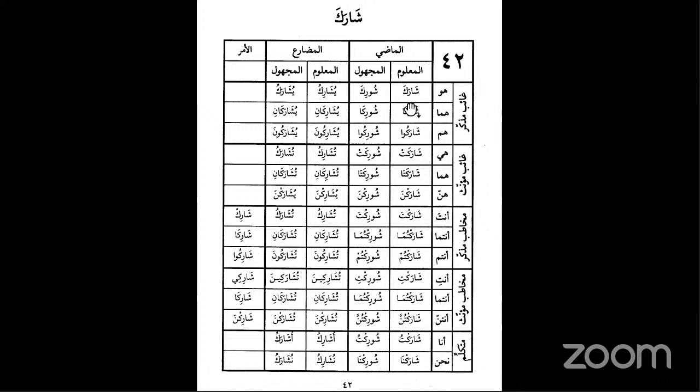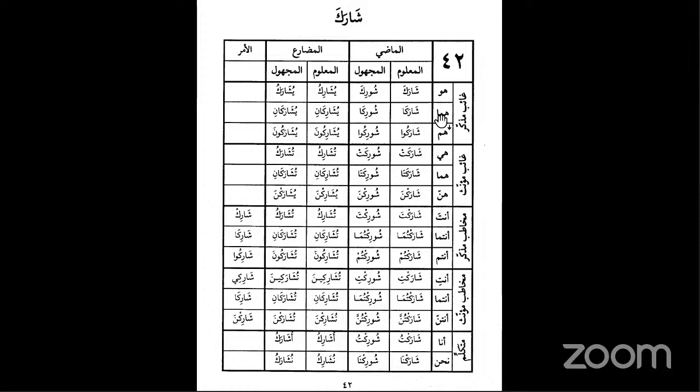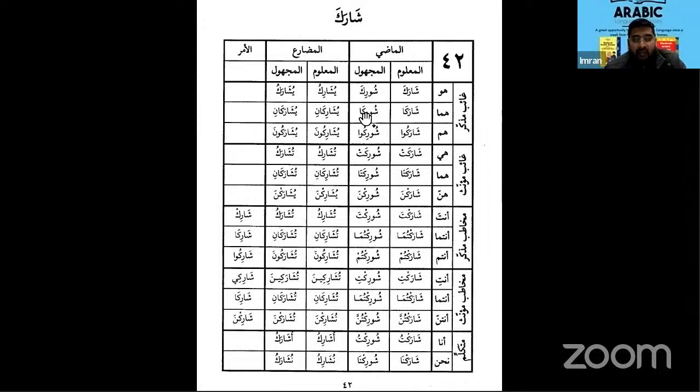Huwa Sharaka, huma Sharaka, hum Sharaku, hiya Sharakat, huma Sharakata, hunna Sharakna. Anta sharakta, antuma sharaktuma, antum sharaktum, anti sharakti, antuma sharaktuma, antunna sharaktunna, ana sharaktu, nahnu sharakna. Done. Excellent. And now the fi'l madi majhul.